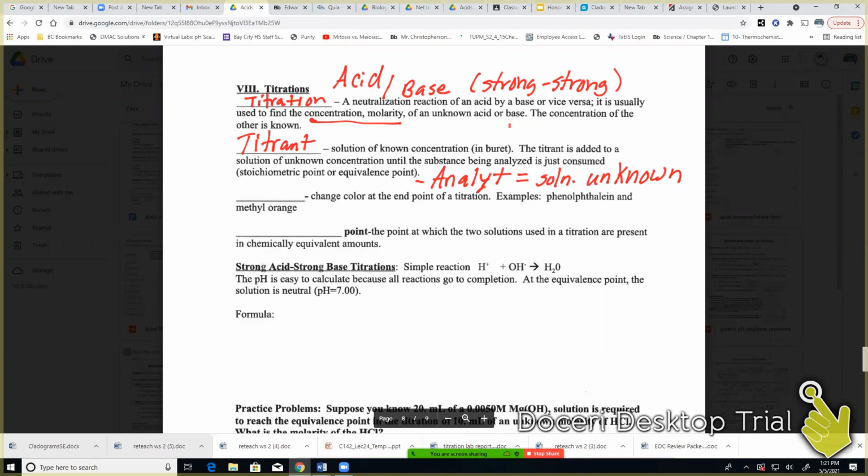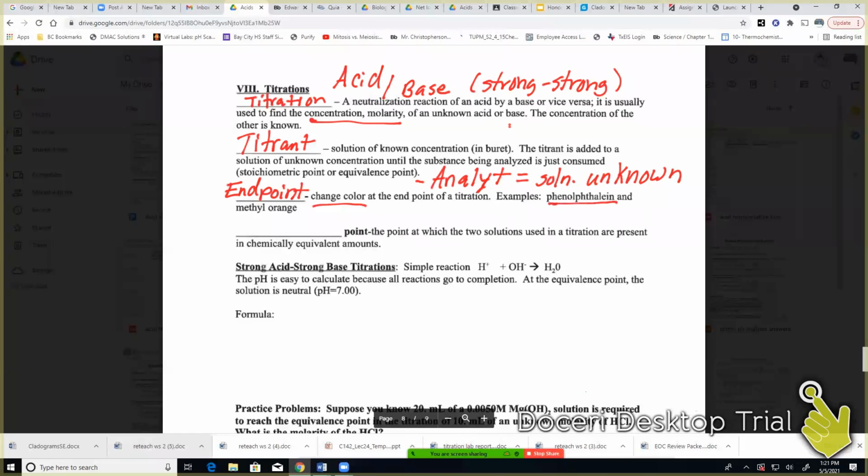So you'll see the analyte underneath in an Erlenmeyer flask, and that's going to be the thing you do not know. You know how much of it you have, but you don't know its concentration, and that's also where you would put the indicator. Remember, we're using an indicator because we're worried about acids and bases, and it will change color whenever the pH changes. So the end point is when you see that change in color at the ending of the titration. When it changes color, that tells you to stop.